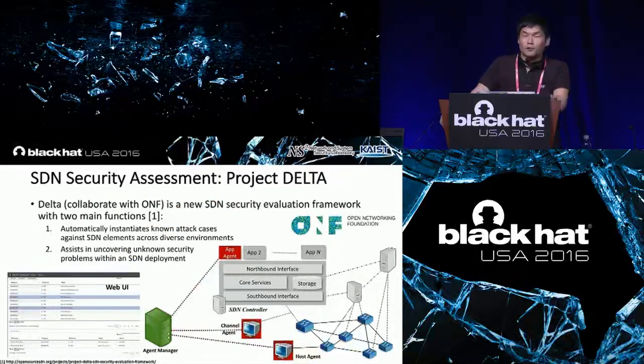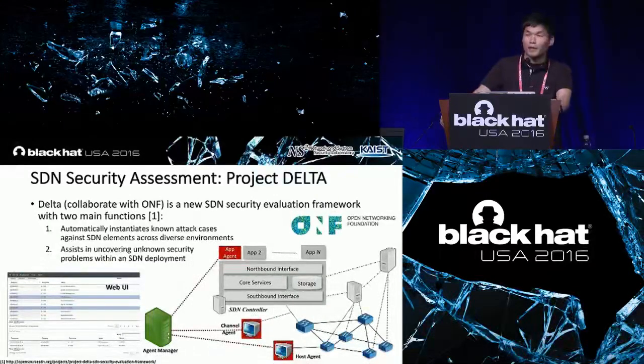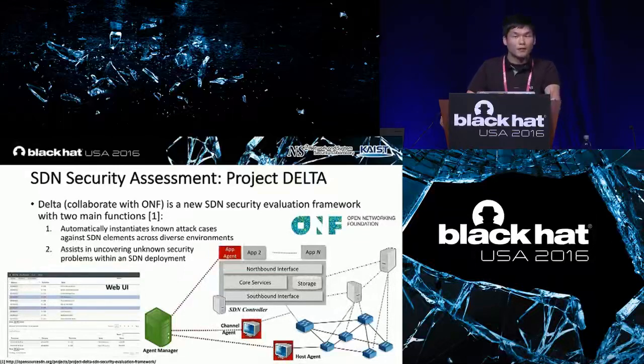Finally, we would like to introduce two of the ongoing SDN security projects. The first one is Project Delta, an SDN security evaluation framework pushed forward by the Open Networking Foundation. The purpose of this framework is to automatically replay known attack cases against SDN elements so that we could measure the security status of each element, and also to assist in uncovering unknown security problems within an SDN deployment by performing fuzz tests.